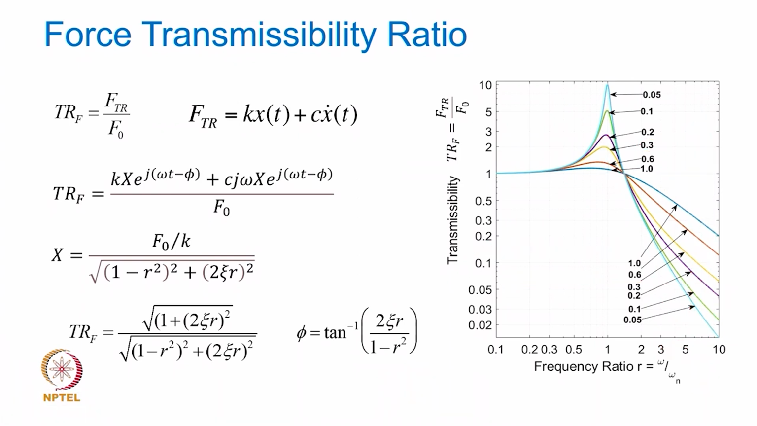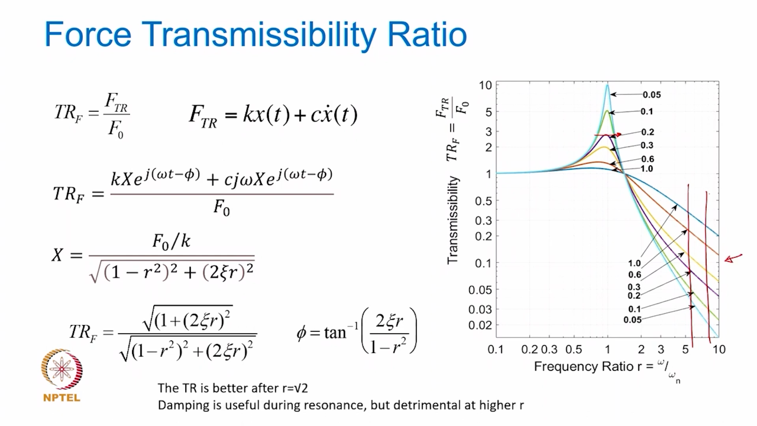I hope these things are clear to you now. You will have a large force transmitted during crossing of the criticals, but because you are going to spend most of your time operating the system, lower damping here is always beneficial.